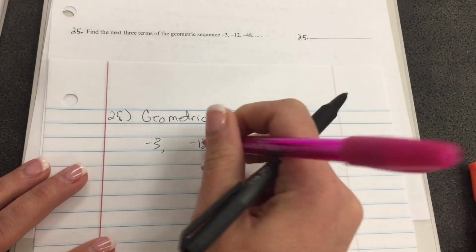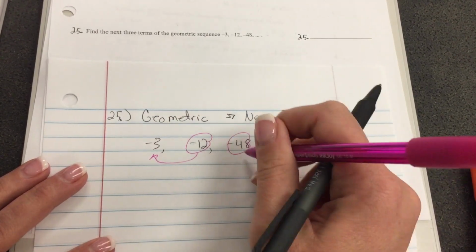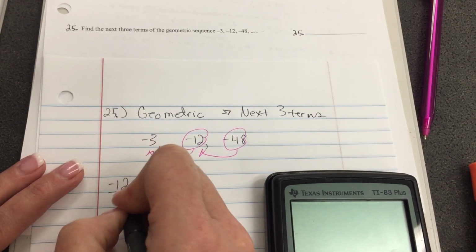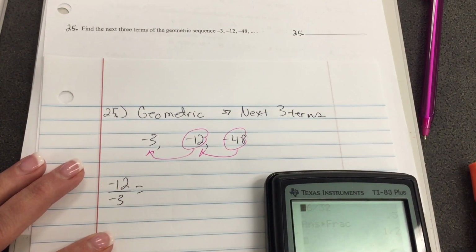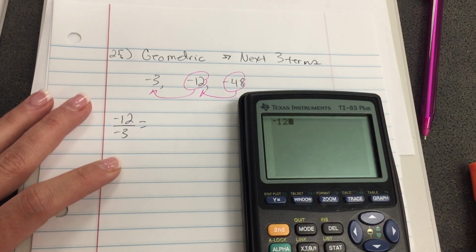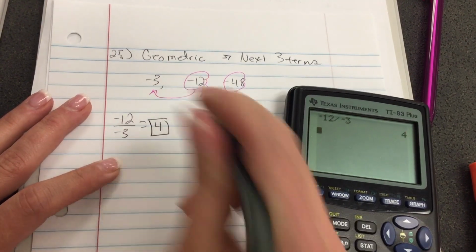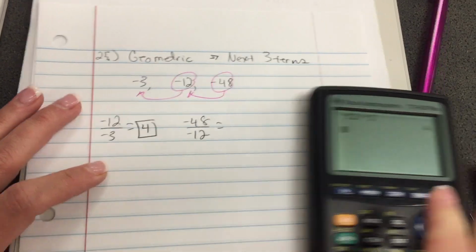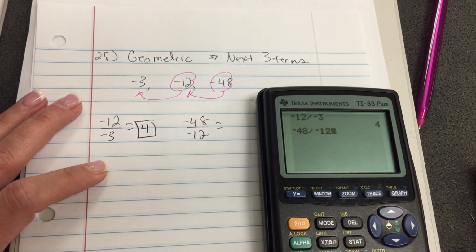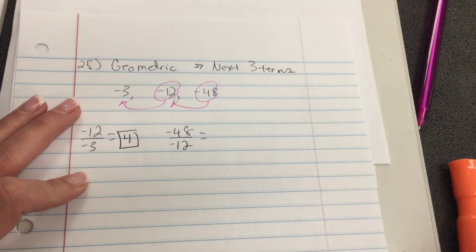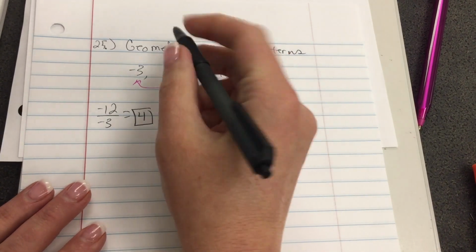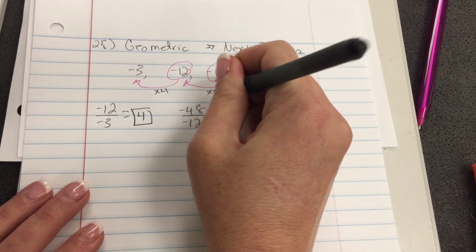How do you find geometric? You have to have a common ratio. So we take this number divided by that number, and that number divided by that. Let's write out negative 12 divided by negative 3. In our calculator, we type negative 12 divided by negative 3 and we get a positive 4. We try it again, negative 48 divided by negative 12 is another positive 4. So this was times 4 and this was times 4.